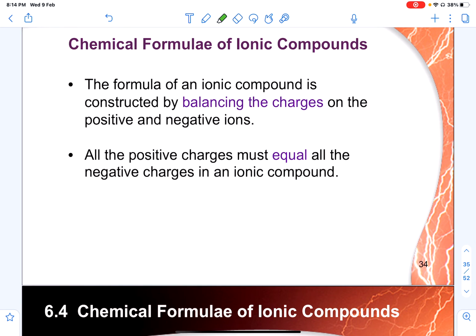So generally, the main principle of forming the ionic compounds is to balance the charge between the positive and the negative ions, such that all the positive charge must equal the negative charge in the ionic compound.